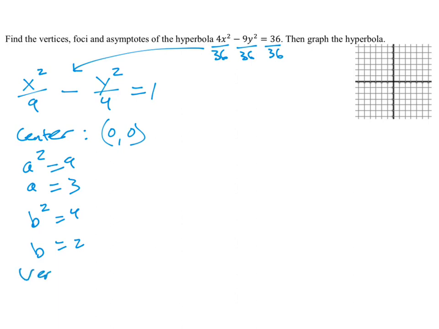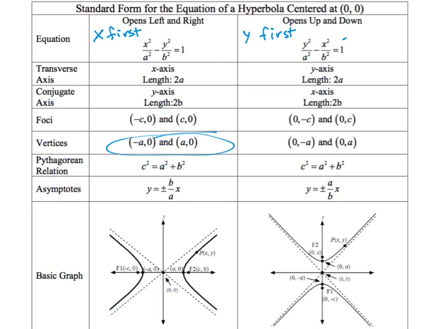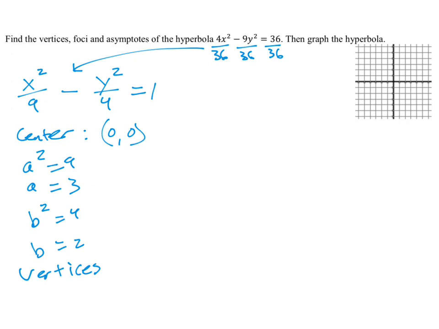So your vertices are going from your center, and since this is a horizontal hyperbola, because x squared is first, you're going to take your center and go right and left the a distance. If you look at the notes part, it's got that. So negative a and positive a, and then we'll get the foci in a sec. So your vertices are hanging out at negative 3, 0, and 3, 0. And then we're also going to get our asymptotes.